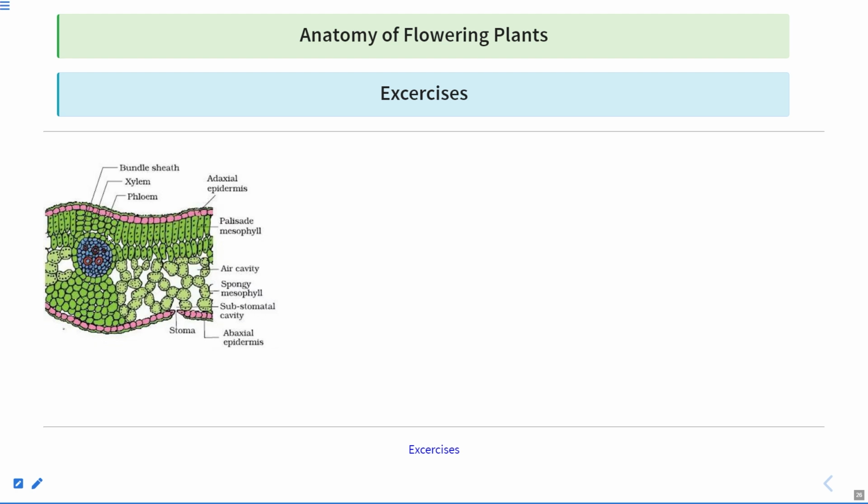Right? So this is the structure of the dorsiventral leaf, that is the leaf which is present in the dicot stem.